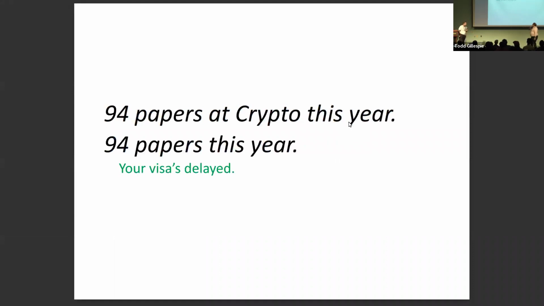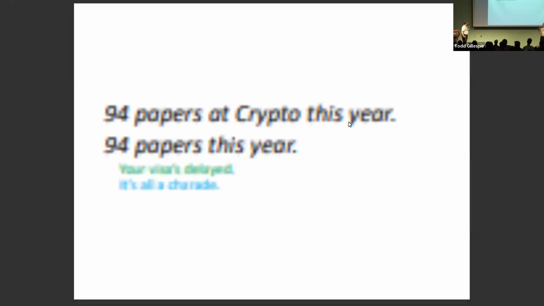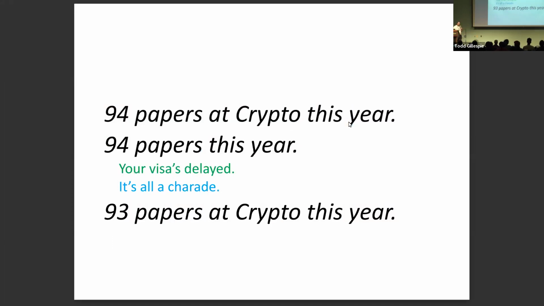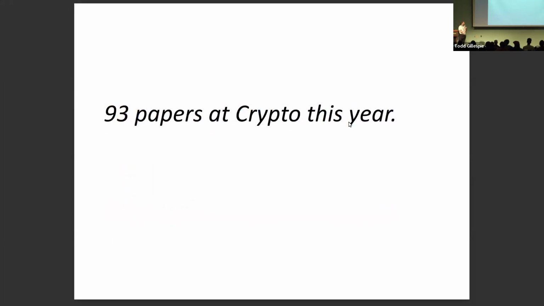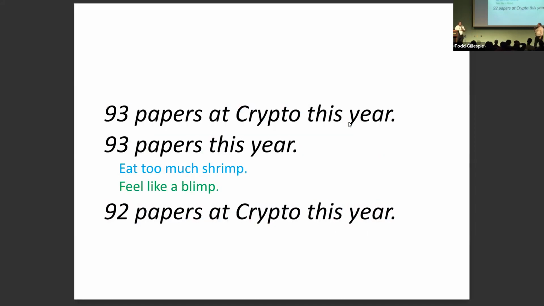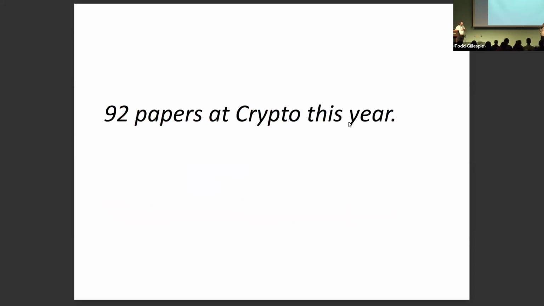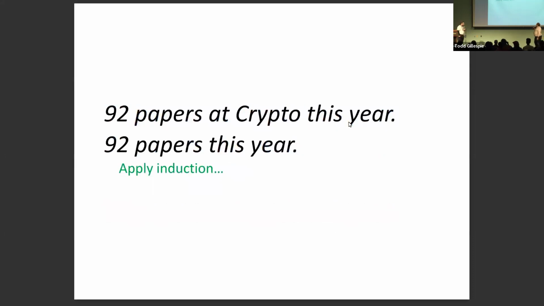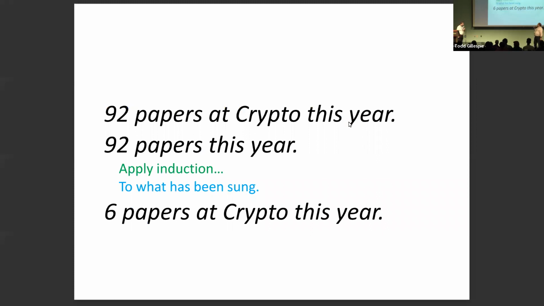Your visa's delayed? It's all a charade. 93 papers at Crypto this year. 93 papers this year. Eat too much shrimp, and feel like a blimp. 92 papers at Crypto this year. 92 papers this year. Apply induction to what has been sung. 6 papers at Crypto this year.